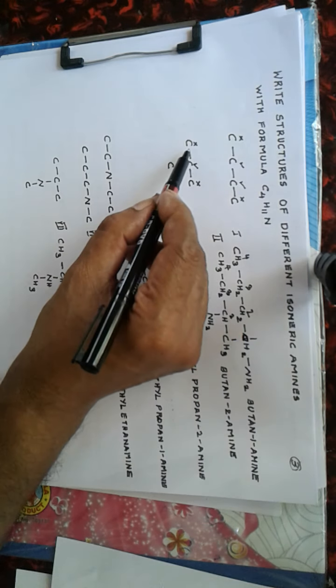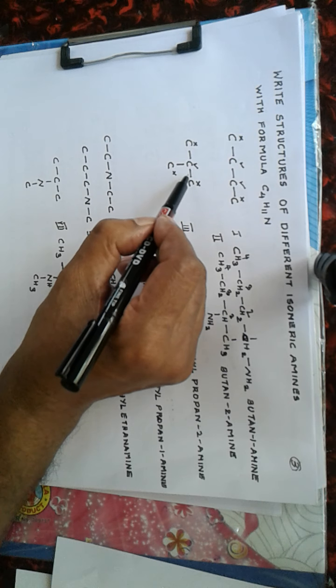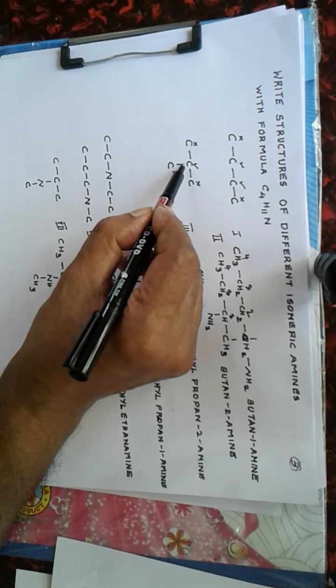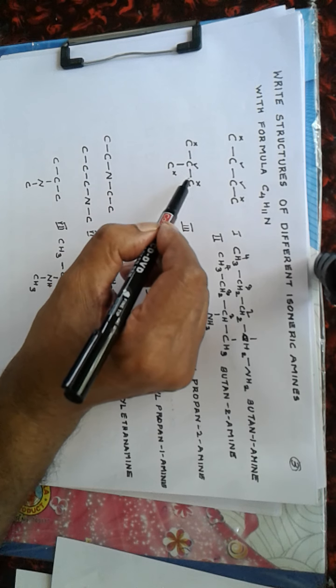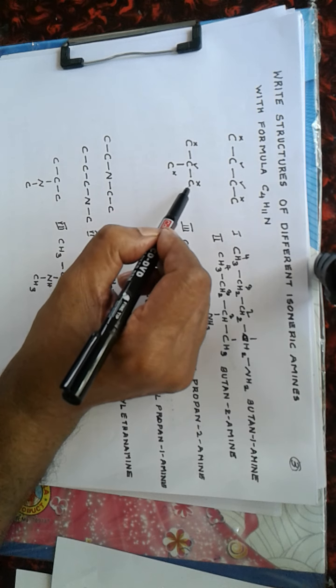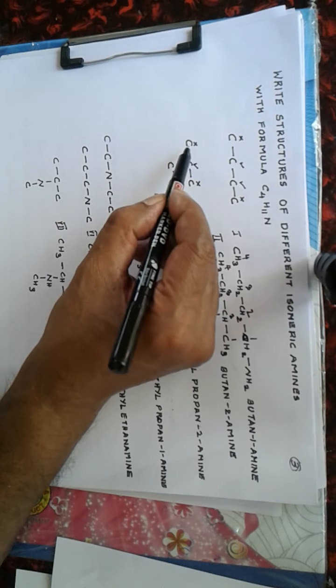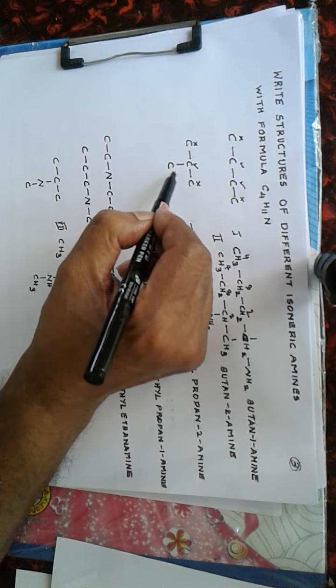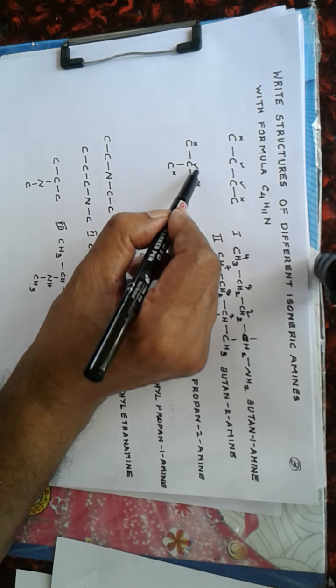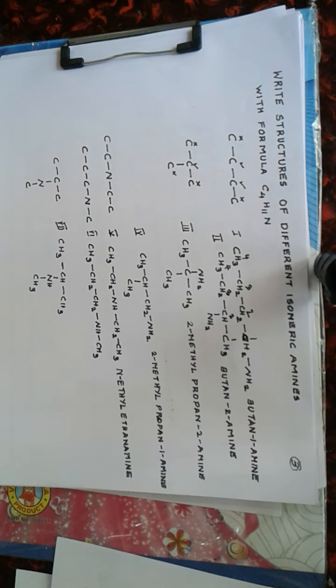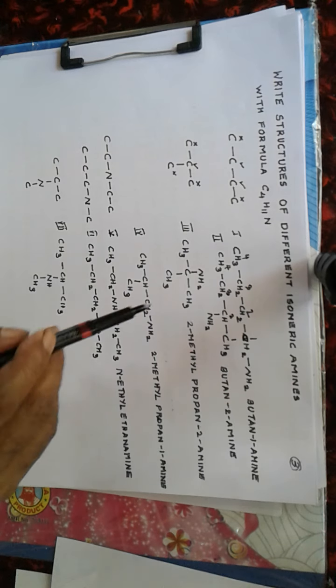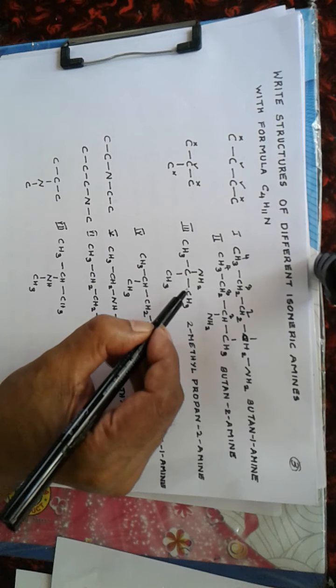Now you write 3 carbons in a chain, and then connect the 4th carbon to the middle carbon, because when we connect the 4th carbon to the end carbon, we get the previous structure. Here these 3 carbons are similarly placed and this carbon is different. So two different primary amines are possible.